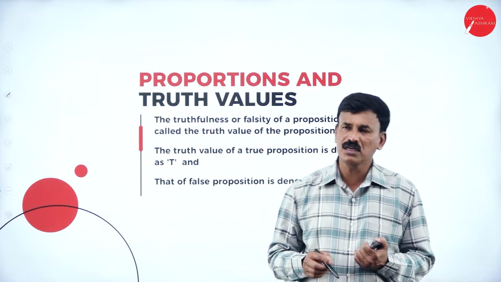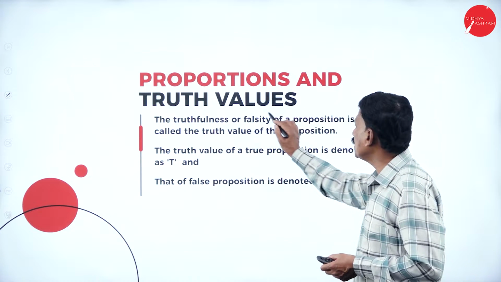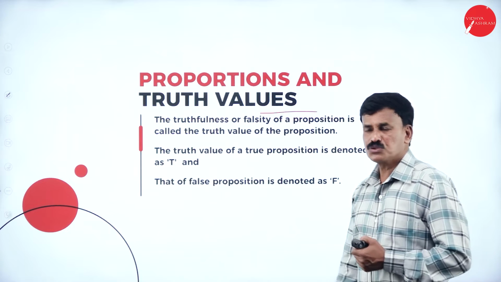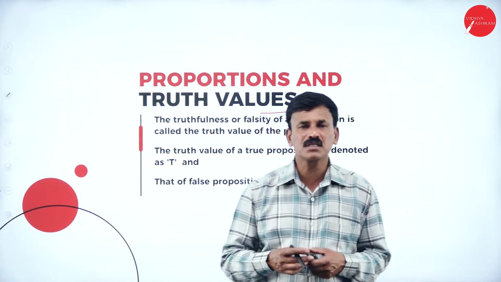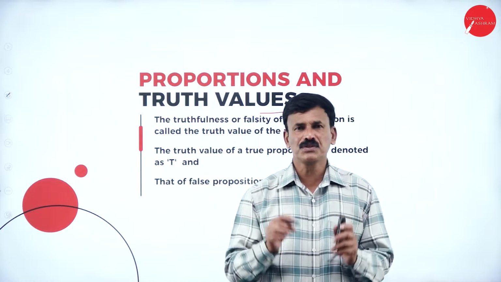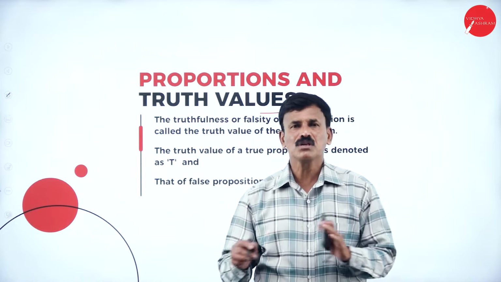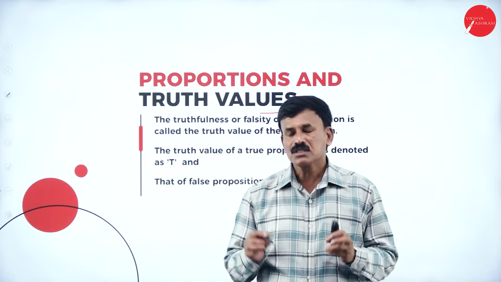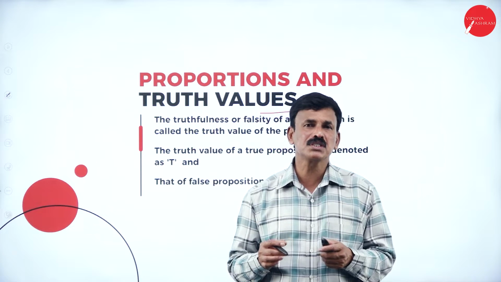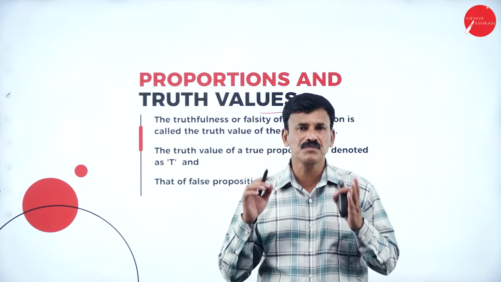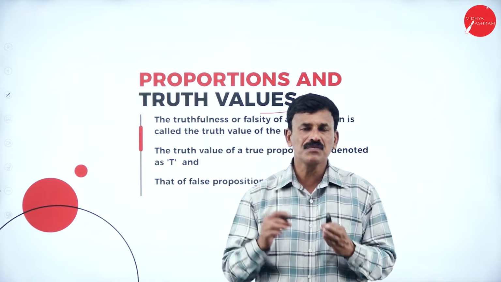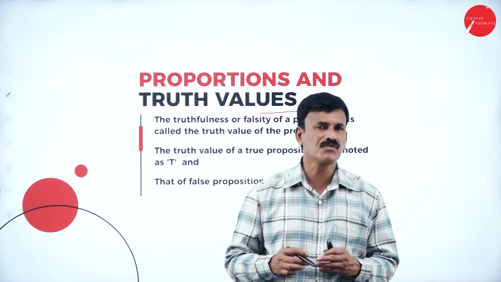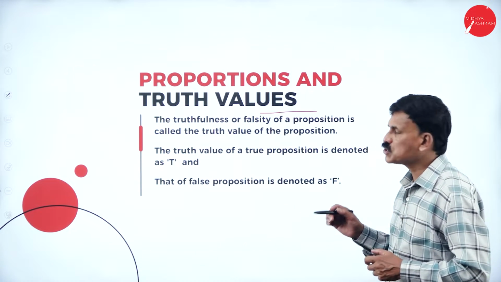What are the truth values? Propositions and their truth values. The truth values of the propositions are nothing but true and false. If it is true, then it is T. If it is false, then it is F. T and F are called the truth values. The truth values of any proposition are either true or false. If it is true, we say T. If it is false, we call it F, falsity. So, they are called truth values.